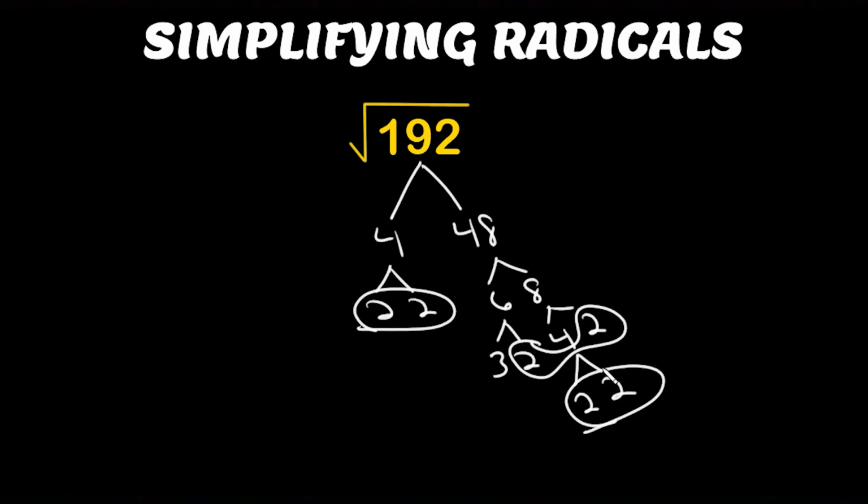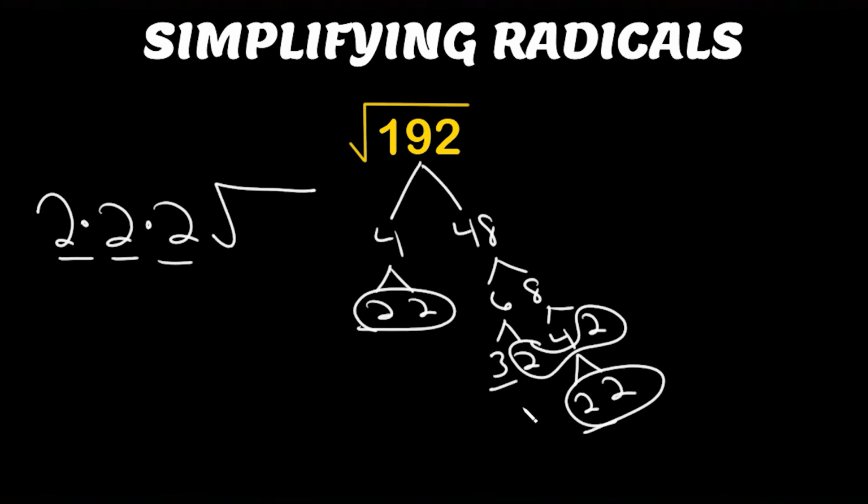So I can actually pull out 3 2s. For example, I'm going to pull out 3 2s, and it's going to be 2 times 2 times 2. There's 3 of them: 1, 2, 3, right? What stays underneath the radical? Well, in this case, it's going to be my last prime factor that I have, which is 3, right? I didn't have a pair for that. So that 3 stays underneath.